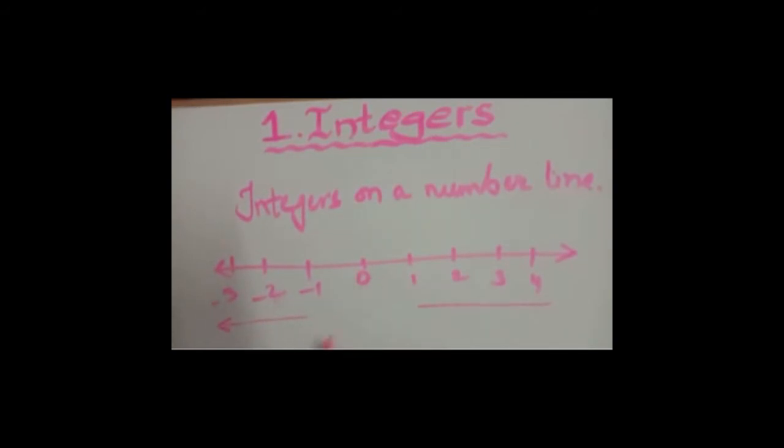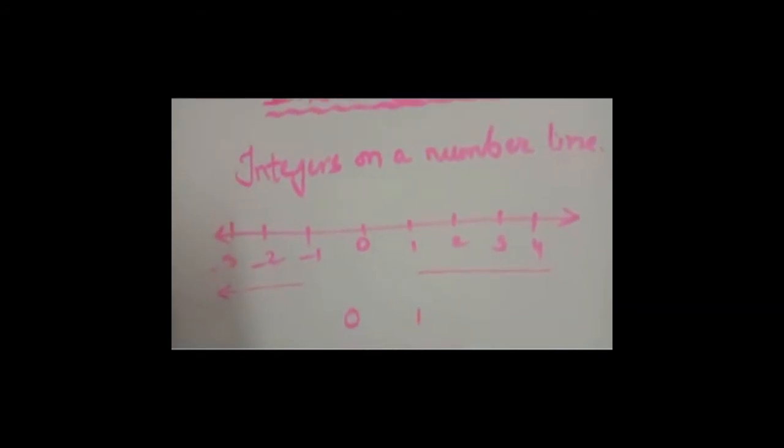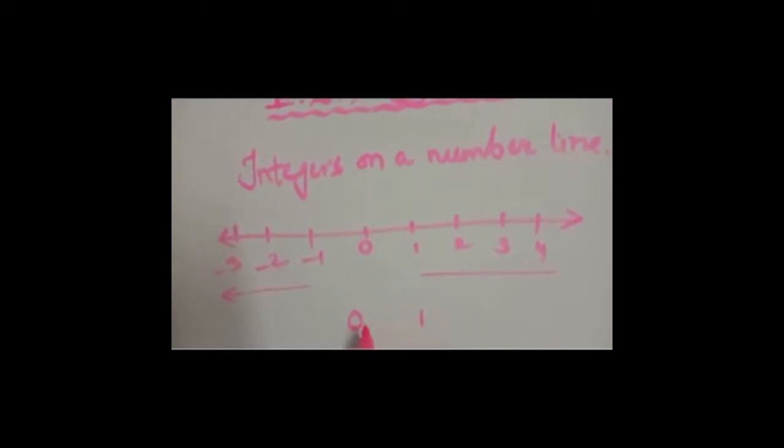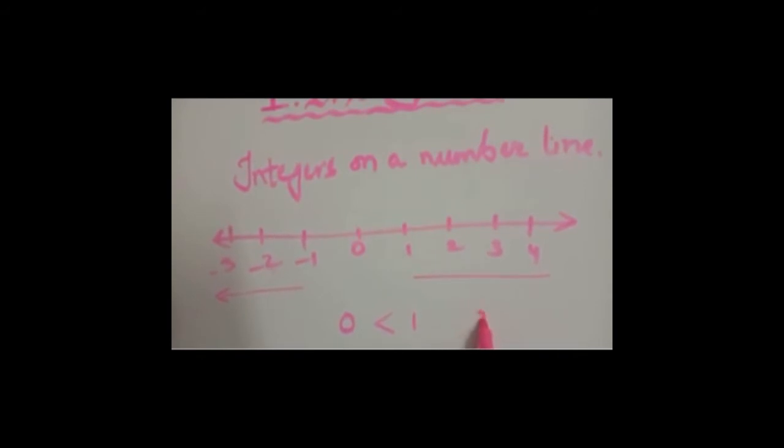For example, if you are comparing two integers, 0 and 1, we know 1 is greater than 0. So 0 is less than 1, and we write 0 less than 1. If you are comparing 2 and 4, 4 is the greater number and 2 is the smaller number. So we can keep the less than symbol, showing 2 less than 4.